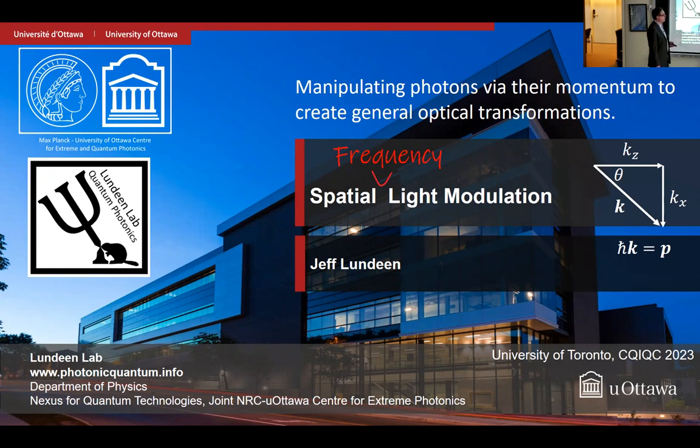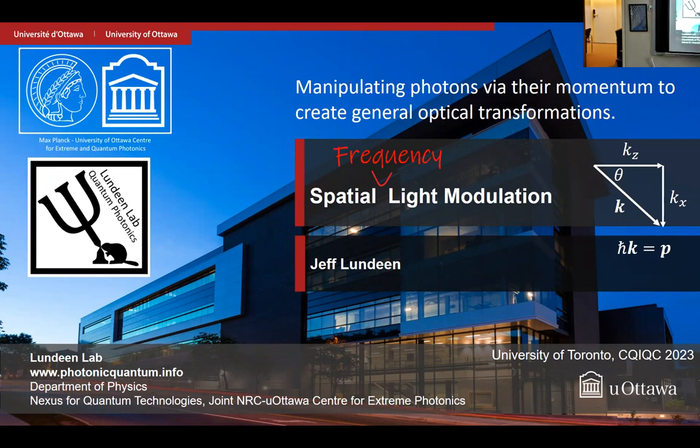A shorter, more pithy title for the talk that I could have given was Spatial Frequency Light Modulation. That's a play on the fact that we already have spatial light modulators. Wouldn't it be nice to have spatial frequency light modulators? That reminded me that I should take a step back and say what I mean by momentum, spatial frequency, and so on, because there are a lot of different terms that can be applied to basically the same idea, particularly if you're dealing with monochromatic light.